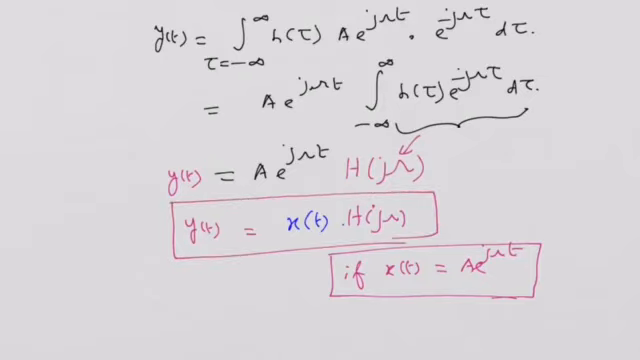The output is also a complex sinusoidal signal but modified by H of j omega. I'll write the conclusion alone separately.